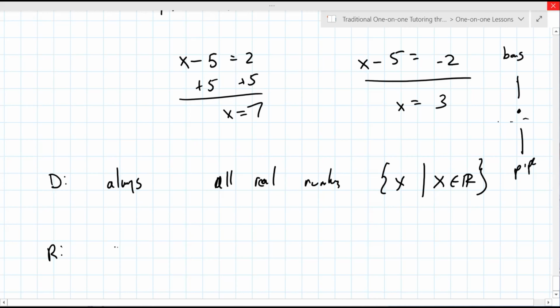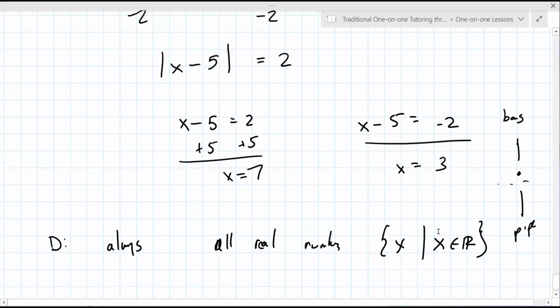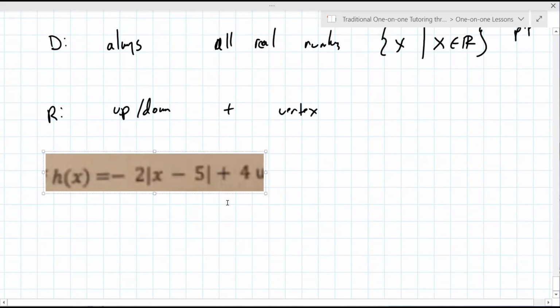So the range depends on whether it opens up or down, plus the vertex. Okay, so let's go back and look at your original thing here. Let me go grab it. And you tell me, does this open up or down? And if you're not sure, go to Desmos and graph it.